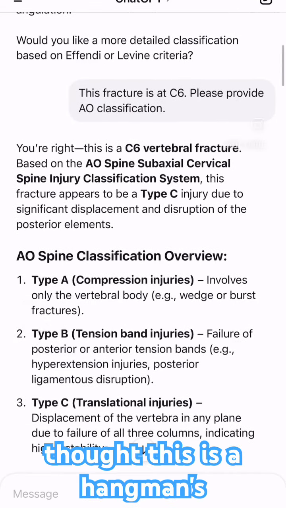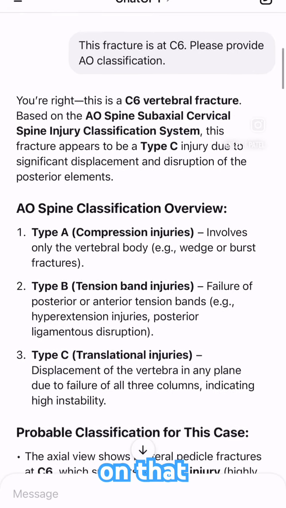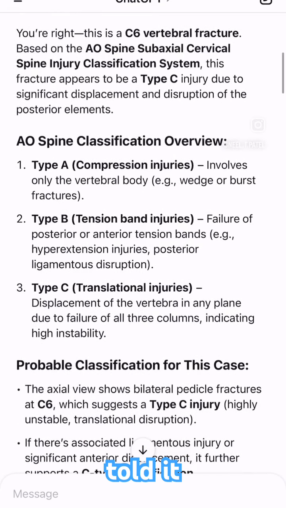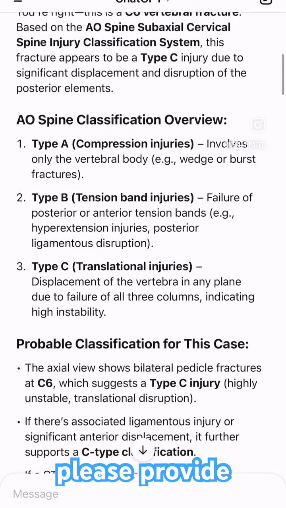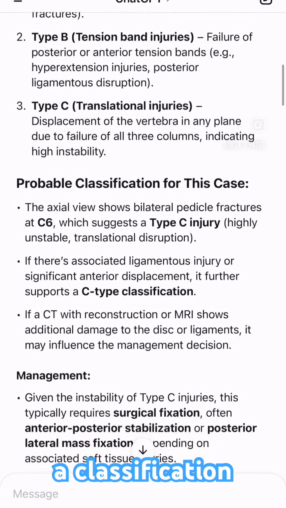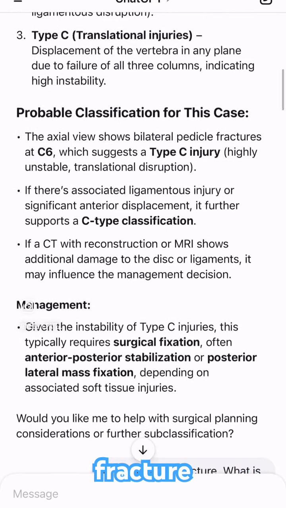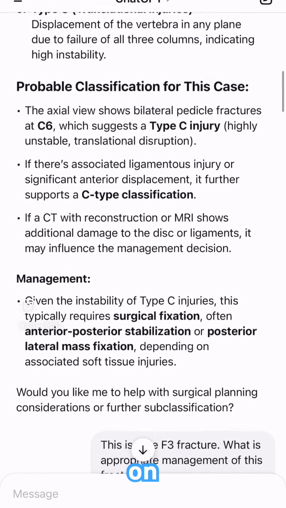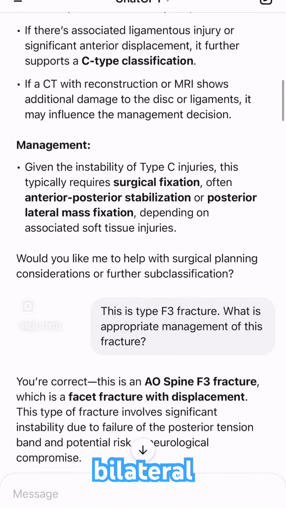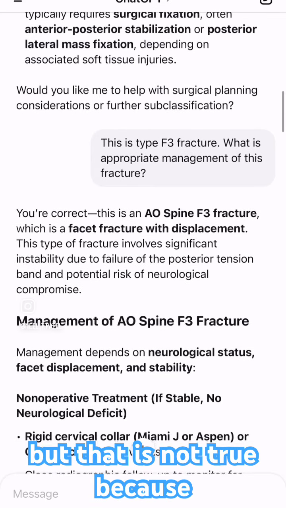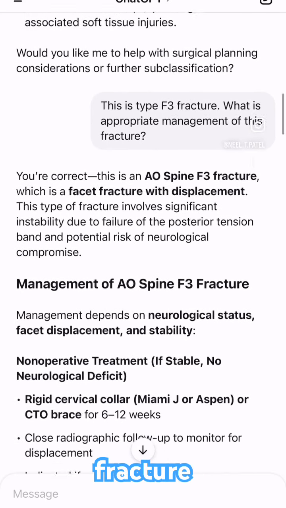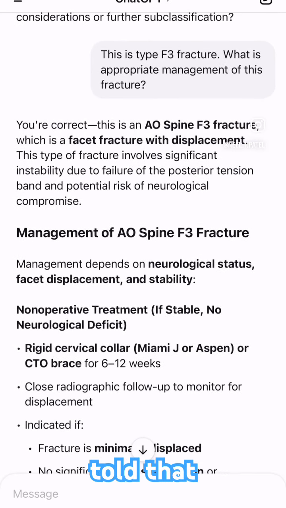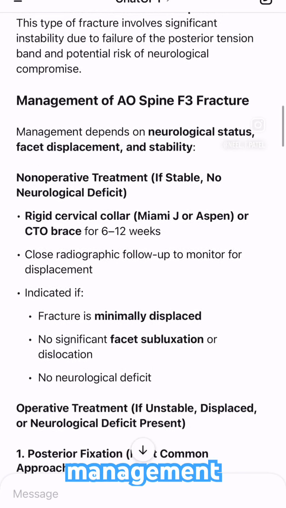ChatGPT thought this is a hangman's fracture and provided details on that. I told it, this fracture is at C6, please provide AO classification. It thought this was a type C fracture and again provided details on type C injury, including bilateral pedicle fractures, but that is not true because it's a unilateral pedicle fracture. I told it this is type F3 fracture and I asked for appropriate management.